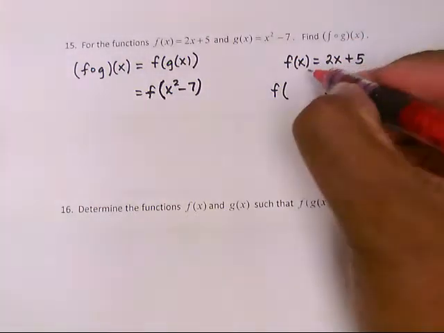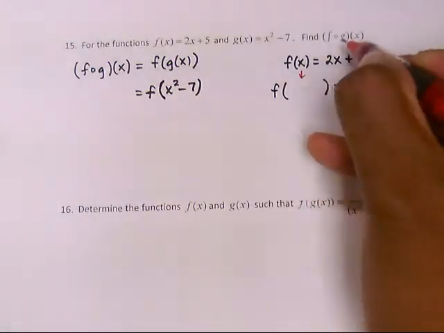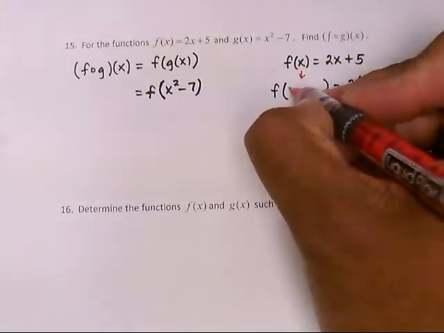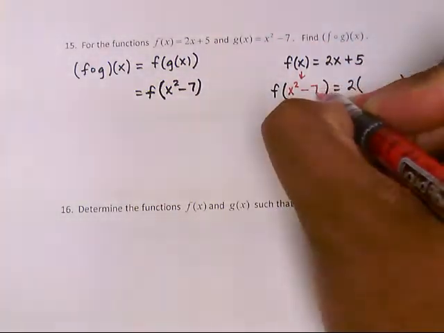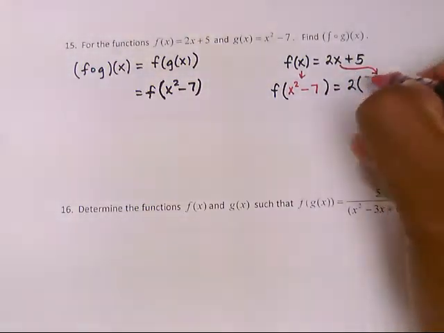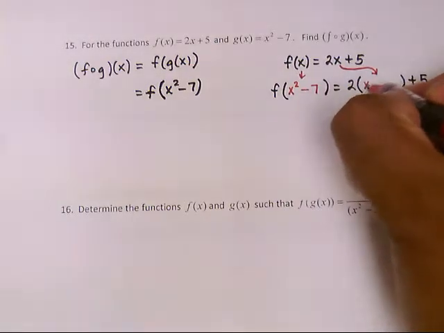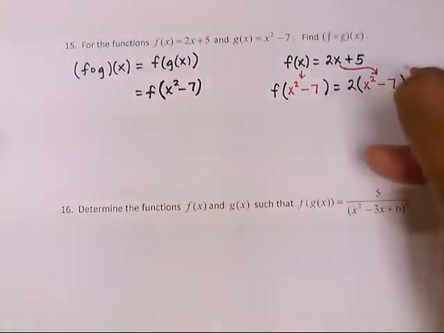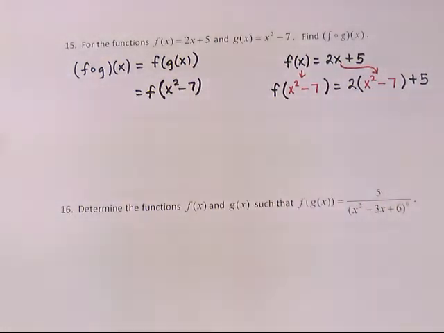So here, this x will be replaced with what g of x is. That's the x squared minus 7. And in the 2x plus 5, that x will be replaced with whatever g of x is. In this case, again, x squared minus 7. So on the right side, I got 2 times the quantity x squared minus 7 plus 5.